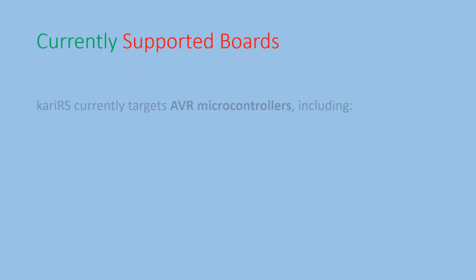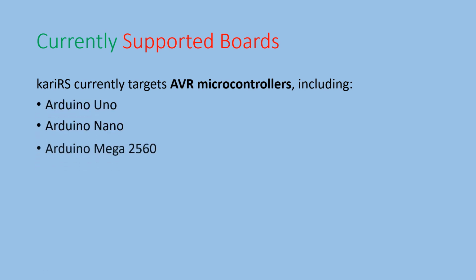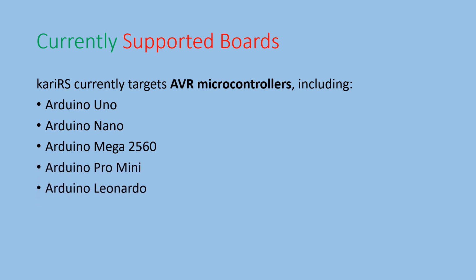So the other thing is to look at the currently supported boards. What boards are supported by kariRS? Currently, kariRS targets AVR microcontrollers, and this is bound to change, because kariRS is also aiming to expand to other microcontroller families. But at first, it targets AVR microcontrollers, and currently it supports Arduino Uno, Arduino Nano, Arduino Mega 2560, Arduino Pro Mini, and Arduino Leonardo.